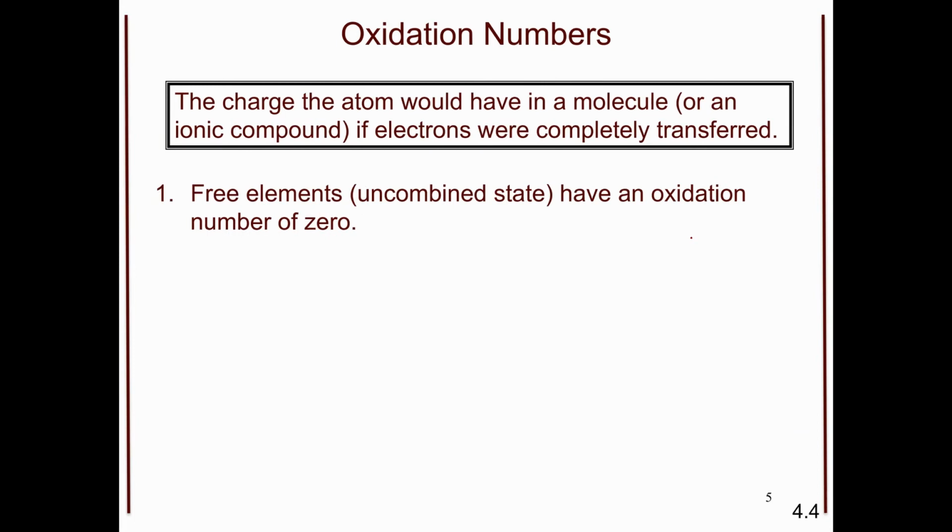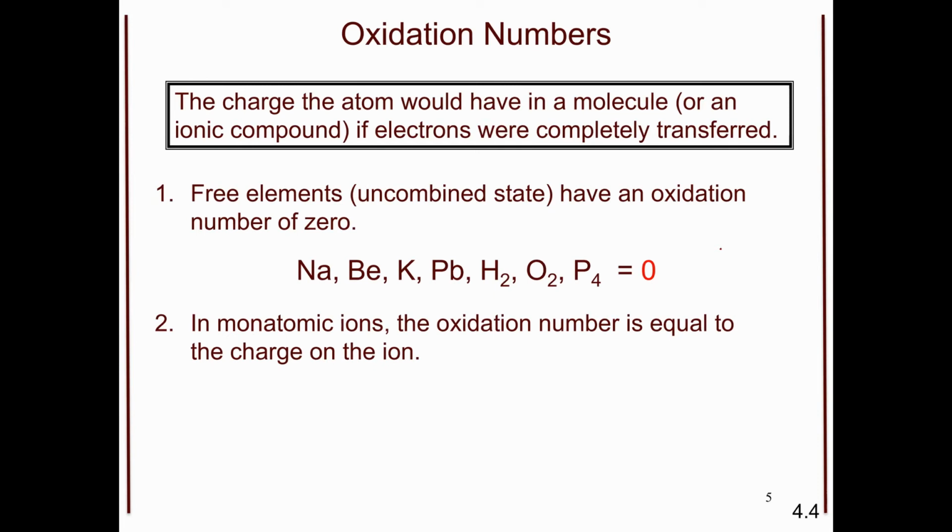So the first rule that we have is that free elements in their uncombined state have an oxidation number of 0. This is a rule that you have seen me use in multiple videos now. So if it's in its elemental state, it is going to have an oxidation number of 0. This is going to benefit us in many redox reactions.